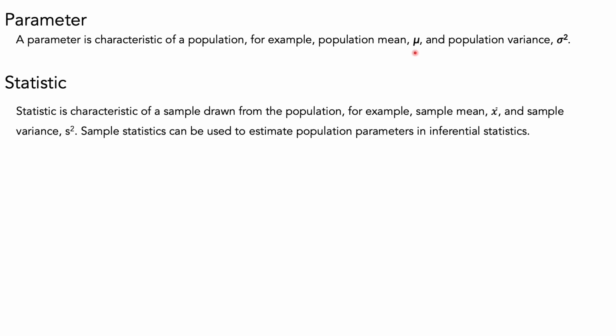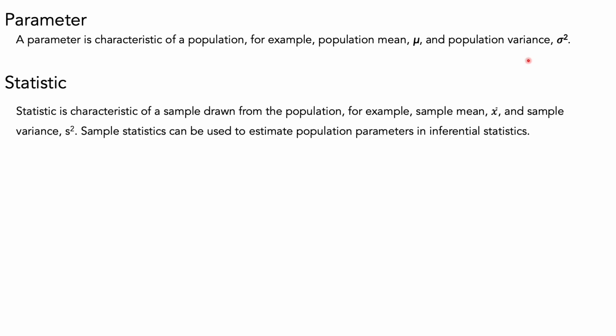For example, if we want to find out the population mean, instead we will find out the sample mean, and then we will estimate the population mean. And if you want to find out the population variance, we will measure the sample variance, represented with s square, and then we will estimate the population variance.